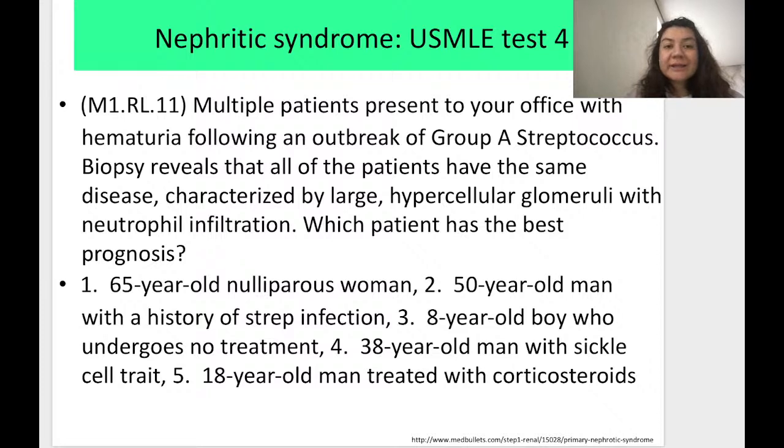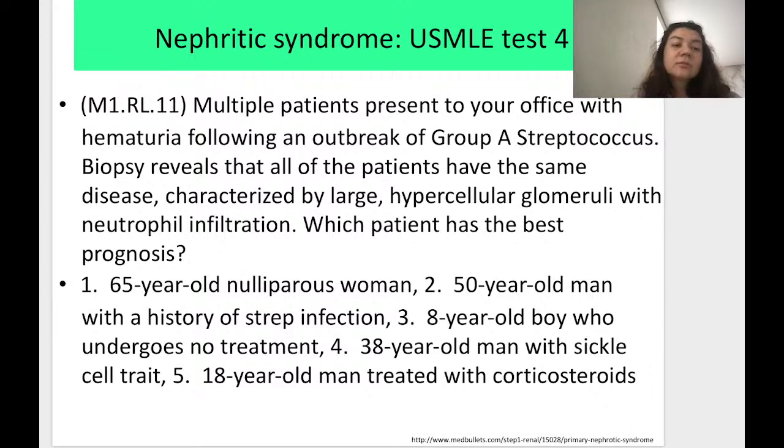And several tests about nephritic syndrome. First test. Multiple patients present to your office with hematuria following the outbreak of group A streptococcus. Biopsy reveals that all of the patients have the same disease, characterized by large hypercellular glomeruli with neutrophil infiltration. Which patient has the best prognosis?